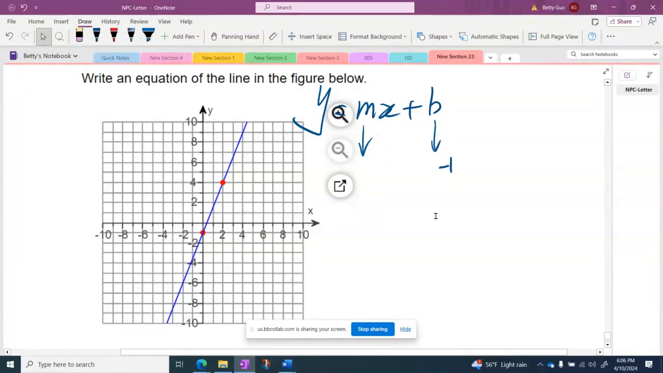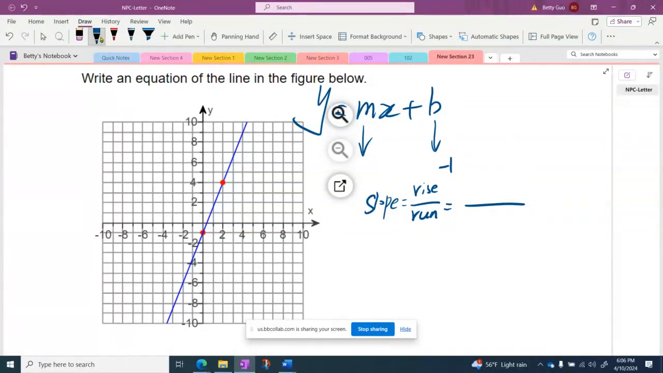And what about the slope? Slope equals rise over run. One way to consider is to use the two given red points, and I'm going to make a right angle triangle like that. The length of the vertical leg would be the rise. The length of the horizontal leg would be the run. So from A to B, let's say this is A, this is B. If we go from A to B, the rise is positive, right?